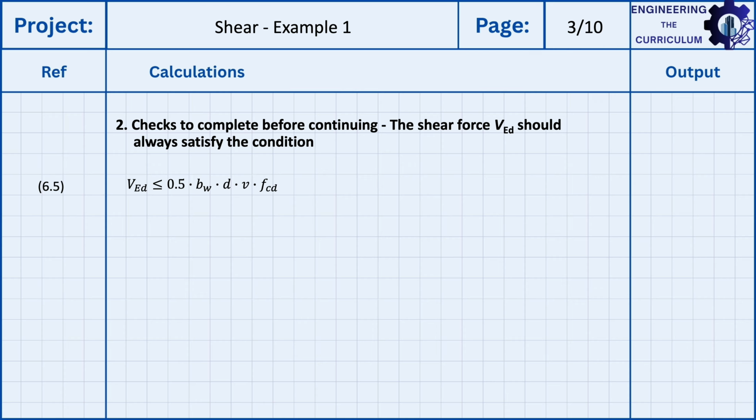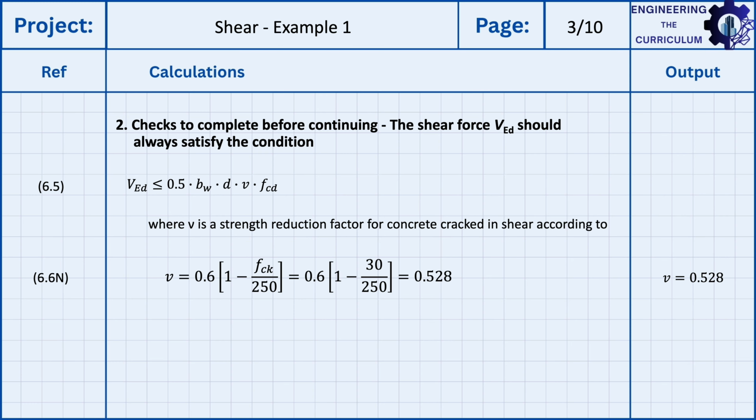Once we've done that, we always need to do this check before we continue. Shear force VED must always be smaller than 0.5 times BW times D times nu times FCD. Let's look at each one of these things. Nu is the strength reduction factor for concrete cracked in shear, and it is 0.6 times 1 minus FCK, the strength of concrete, divided by 250. The only variable we have to add in here is the strength of concrete at 30, and we get that nu, the strength reduction factor, is 0.528.